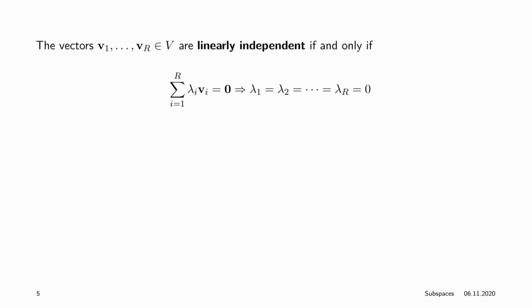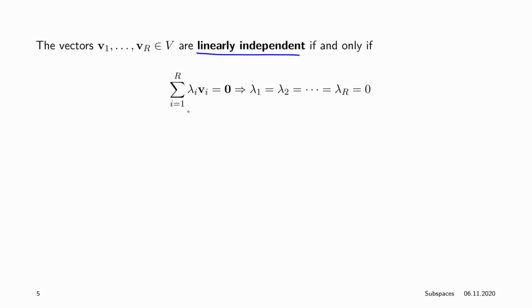Because we're working with a matrix A and we can define linear equation systems also based on A, we can also call the null space the column space of this matrix A. For a set of vectors V1 through VR that are an element of a vector space, we may call them linearly independent if and only if the following property holds.